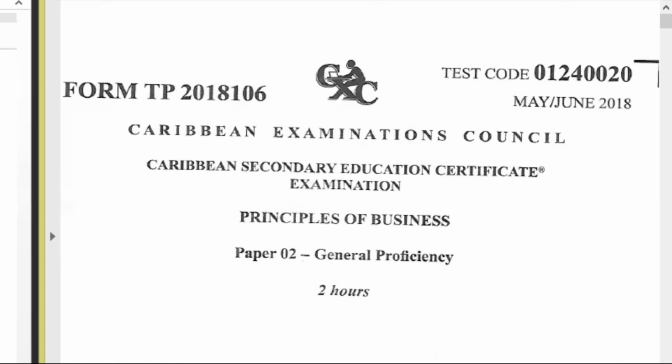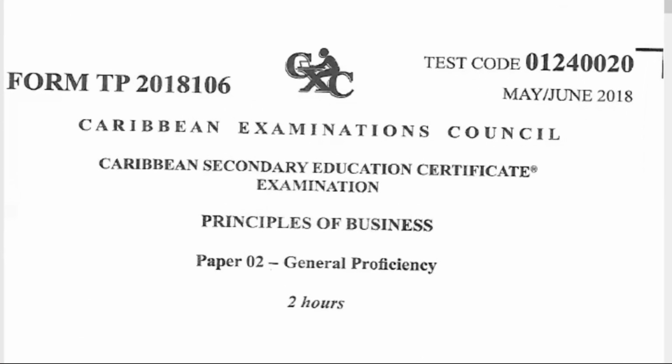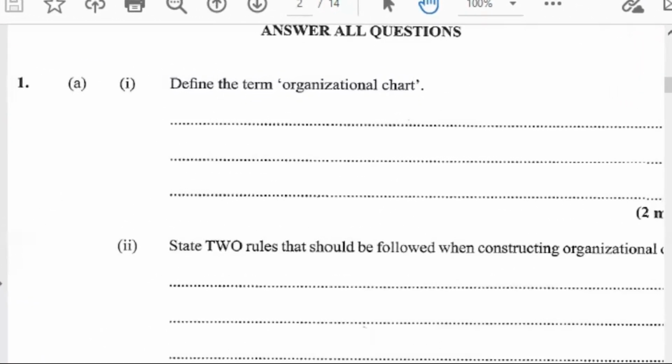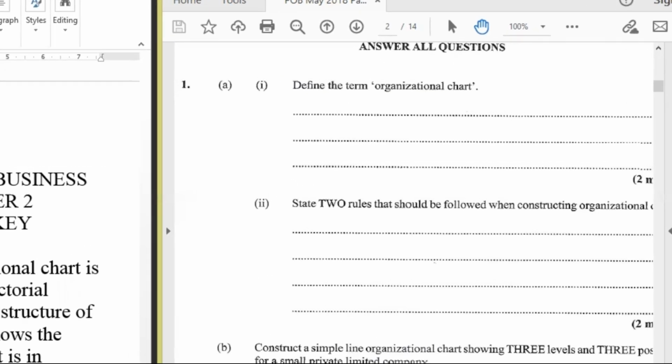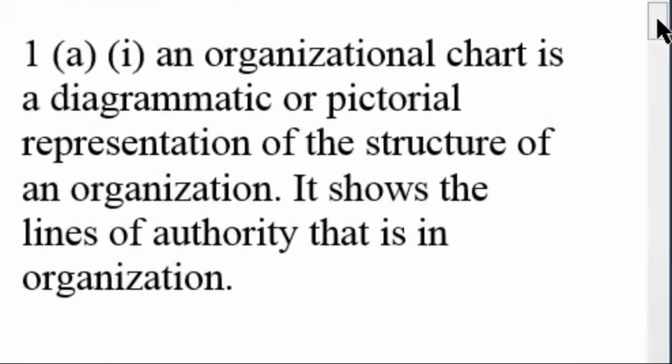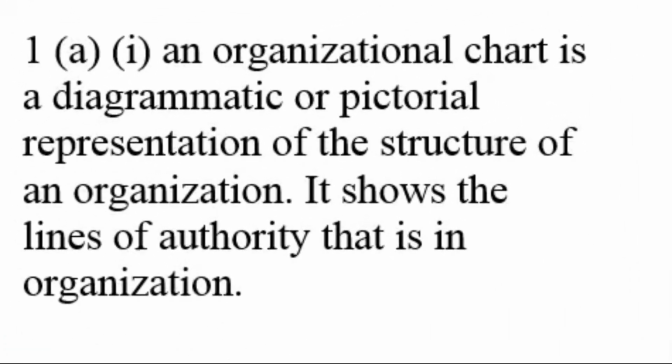Today, we will be looking at the Principles of Business, May June 2018, Paper 2 exam paper. 1A1 says, define the term organizational chart. An organizational chart is a diagrammatic or pictorial representation of the structure of an organization. It shows the lines of authority that is in an organization.